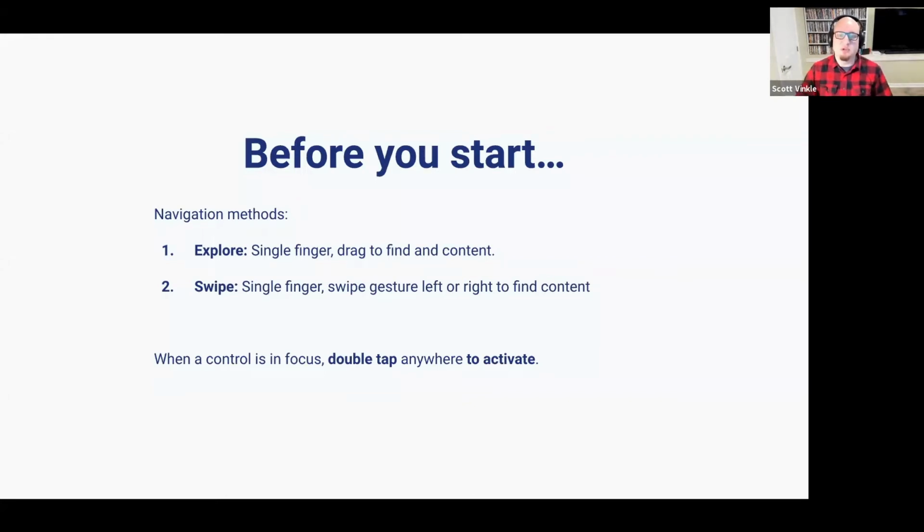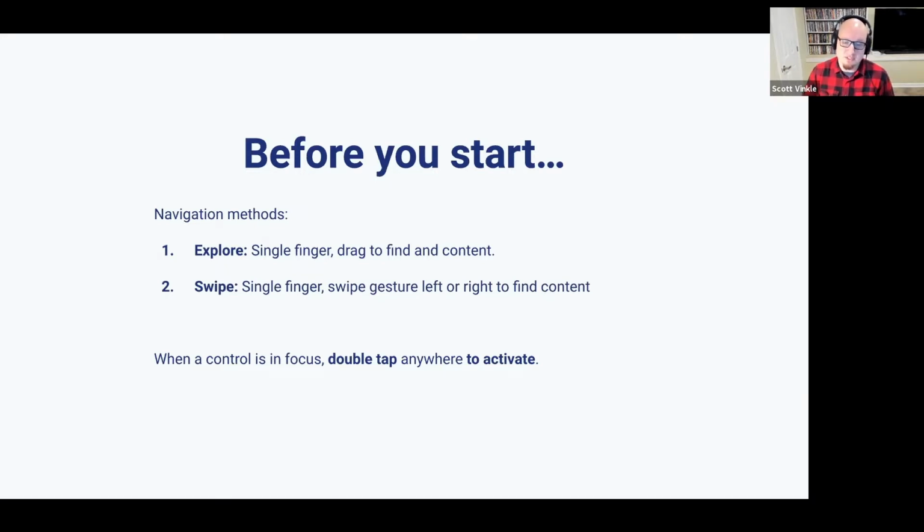One, explore. What you'd want to do is place a single finger anywhere on the screen and drag it around in order to discover content. This will cause the screen reader to announce the item which is currently under your finger. So you are free to explore in any direction using this method.